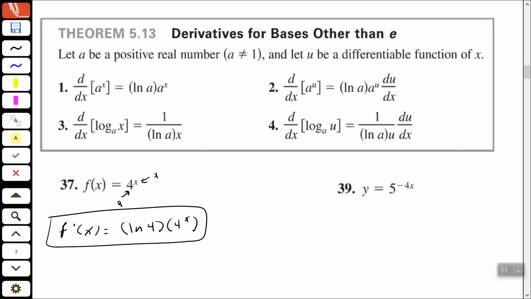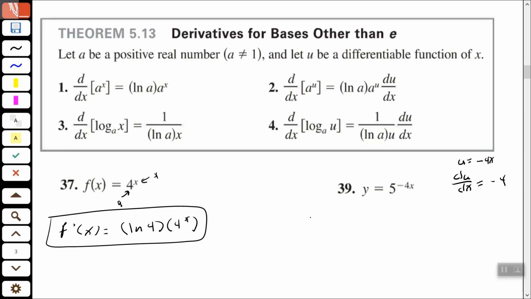Okay, now number 39, we need to use part 2 of that theorem. So let's let u equal negative 4x, then u prime, or du over dx, equals negative 4. All right, and we'll write that just as they have it in the formula. Du over dx equals negative 4. So then you're just substituting from there.